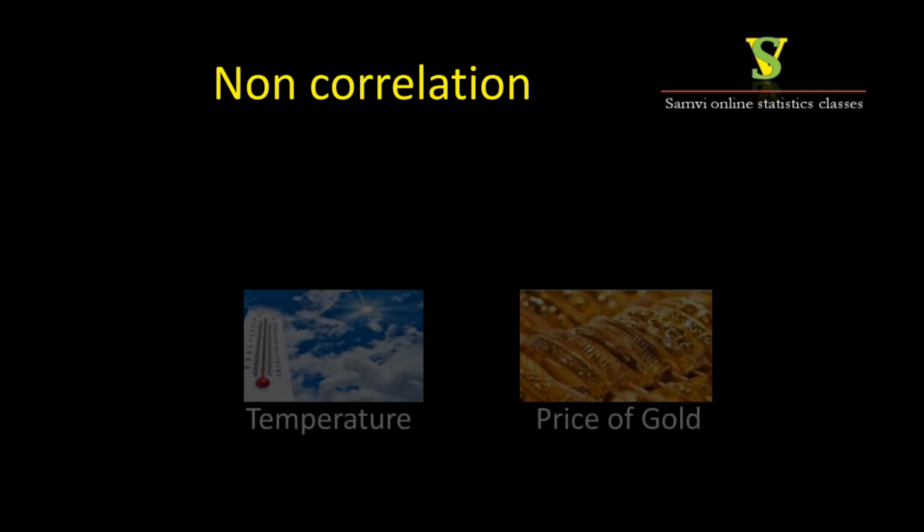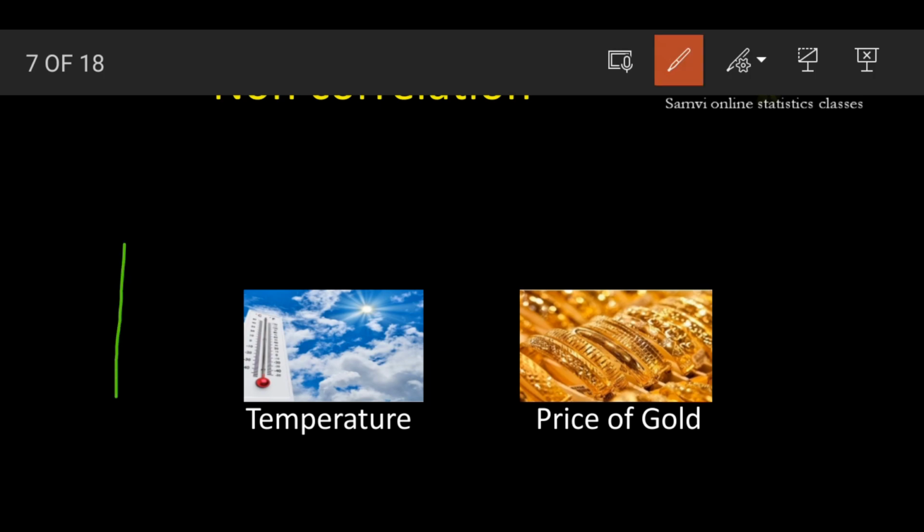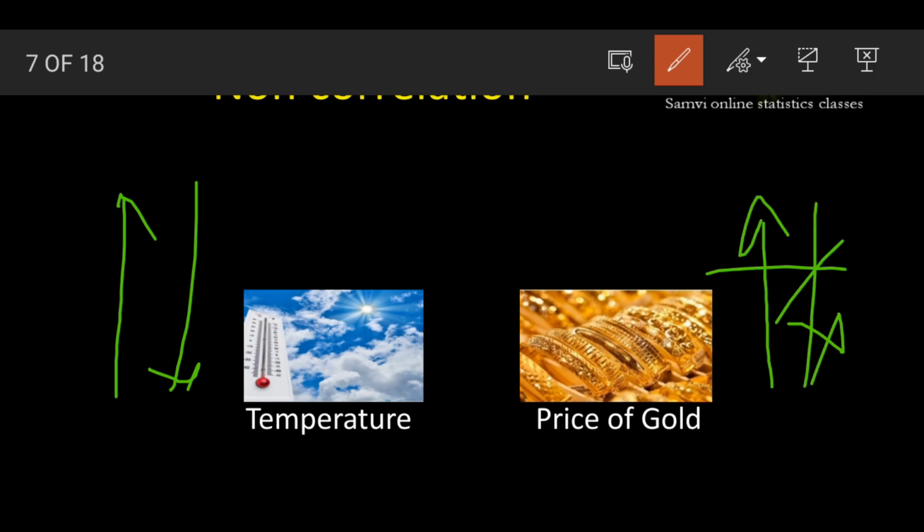So next one is non-correlation. Let us take one simple example: temperature and price of gold. If temperature increases or decreases, the price of gold is not increased or decreased. There is no relation between temperature and price. These two variables do not have any relation. So such relations which do not show an increasing or decreasing proportion, we can say, are non-correlation.